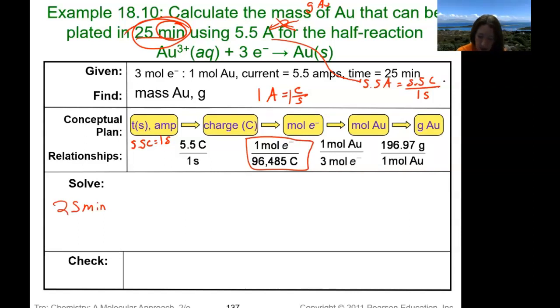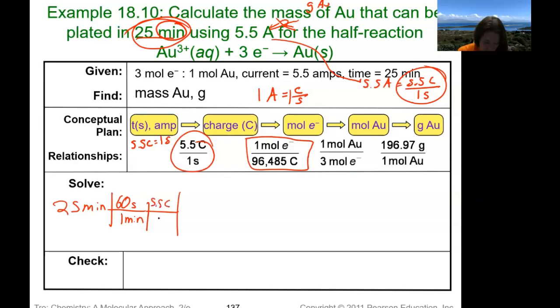And when we look at this, right, this has seconds in it, so we've got to go to seconds. So in 1 minute, there's 60 seconds. And then I can use this, right? So there's 5.5 coulombs in 1 second: minutes, seconds, seconds. And now I've got coulombs. There's my C, that's going to go on the bottom.